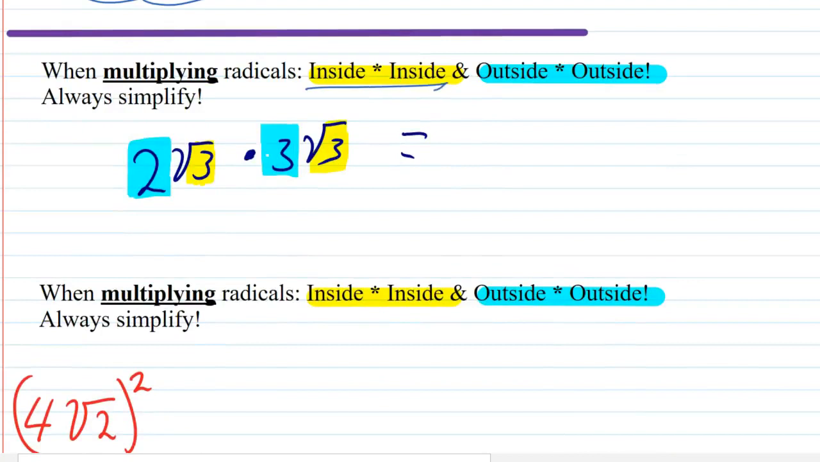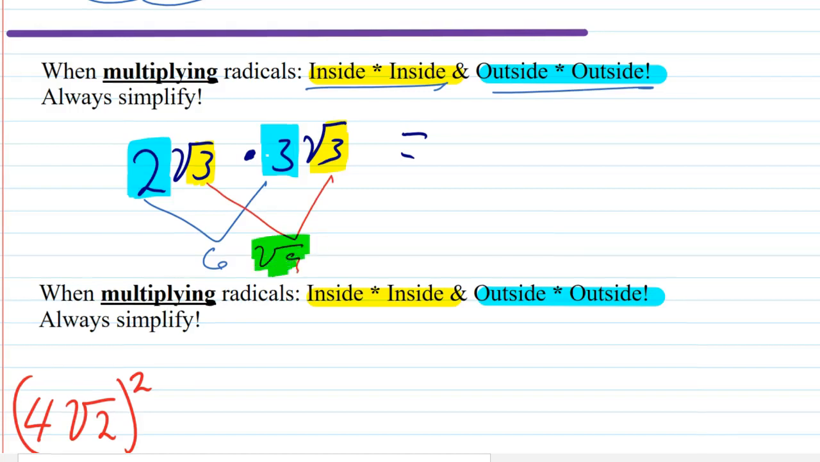Multiplying radicals is very simple. You simply multiply the insides times each other, and then you multiply the outsides times each other. For example, here, the outsides are the 2 and the 3. Well, 2 times 3 gives me 6. Now I multiply the insides. The insides are 3 times 3, which gives me the square root of 9. Now you need to simplify whenever possible. I can take the square root of 9. The square root of 9 comes out to be 3. So what that gives me is 6 times 3, which is equal to 18.